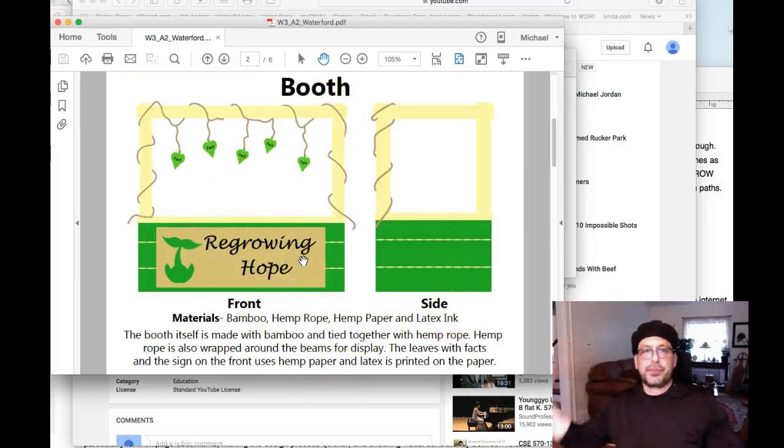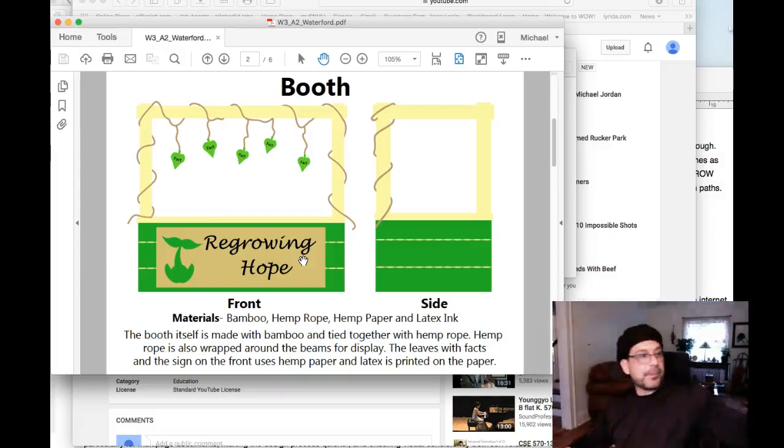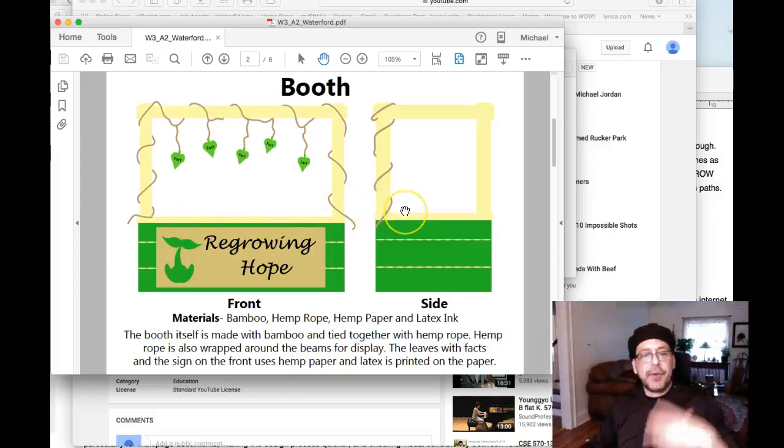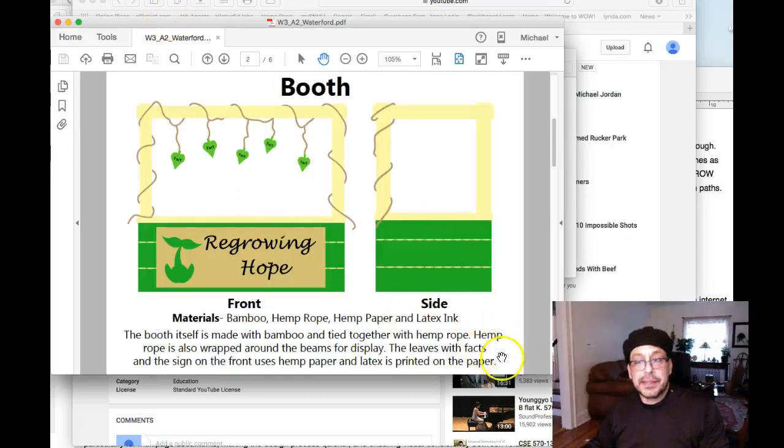So you have a booth, but nowhere do we know: is this a booth for what? I know that we know in class, but for a presentation's sake, you really have to let the viewer in on what you're talking about.